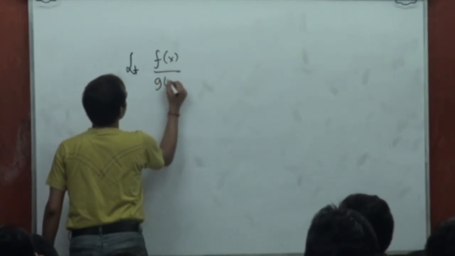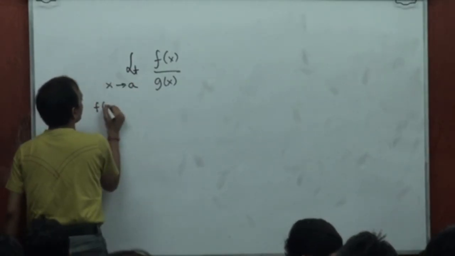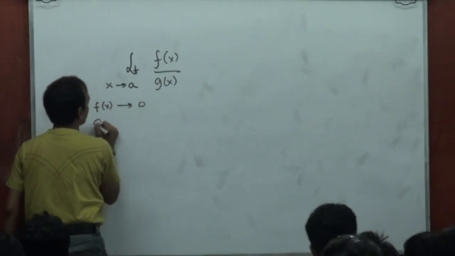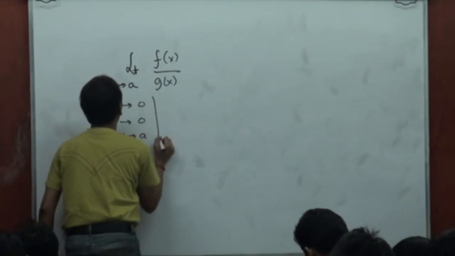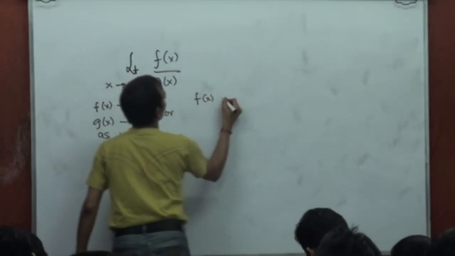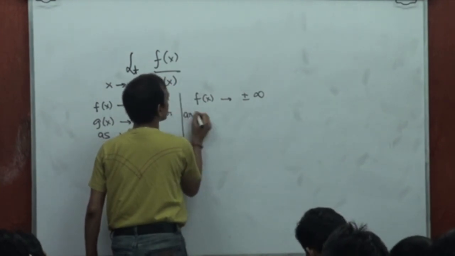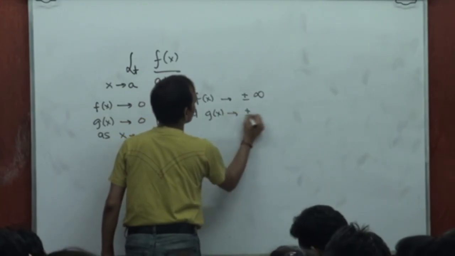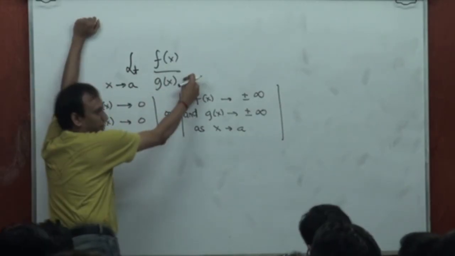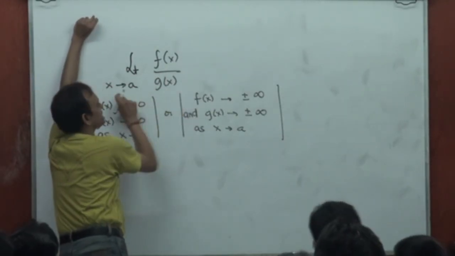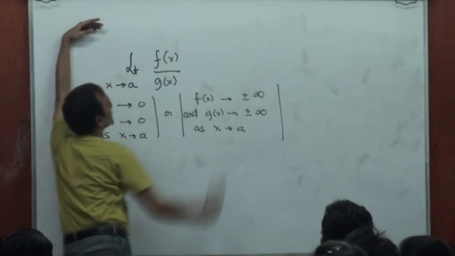limit f(x) by g(x), x tends to a, where f(x) tends to 0 and g(x) tends to 0 as x tends to a, or f(x) tends to plus or minus infinity and g(x) tends to plus or minus infinity as x tends to a. Two situations: both numerator and denominator become smaller and smaller in magnitude as x tends to a, or both numerator and denominator become larger and larger in magnitude as x tends to a.